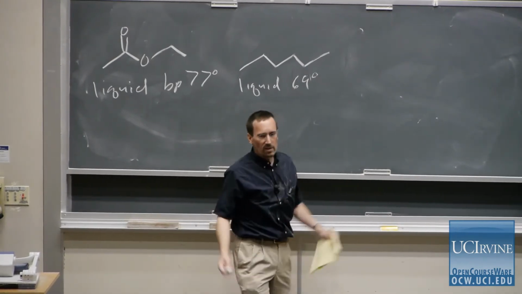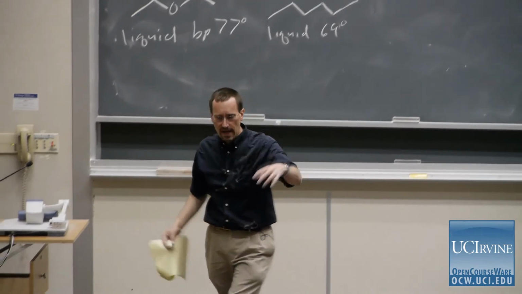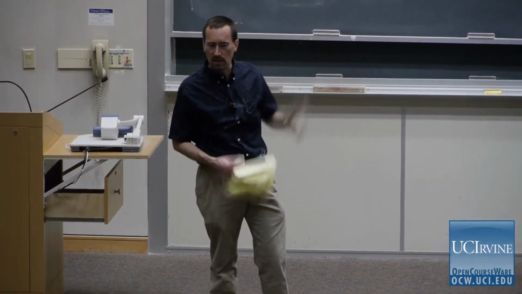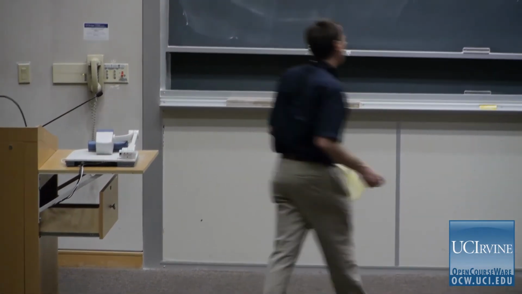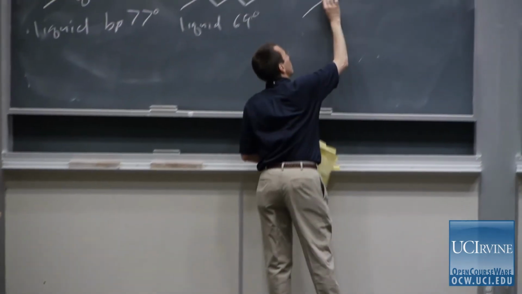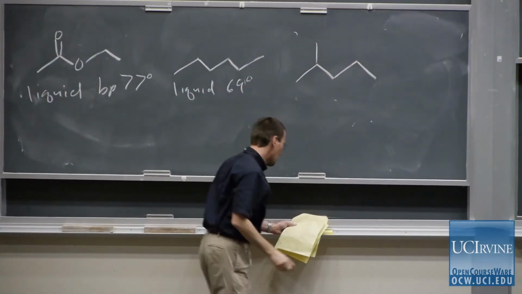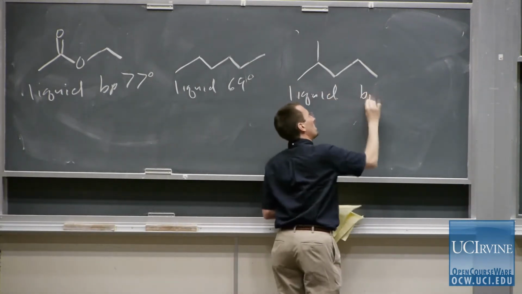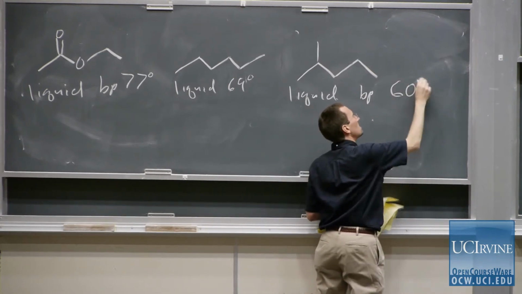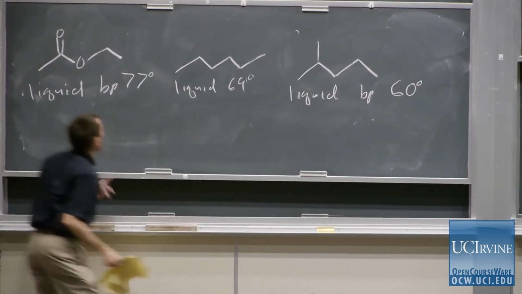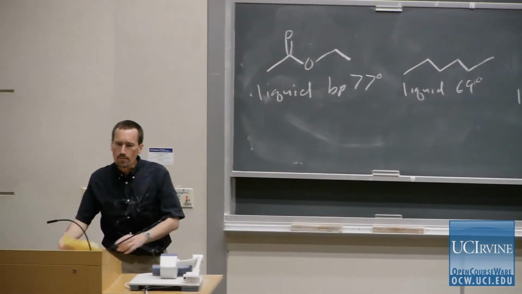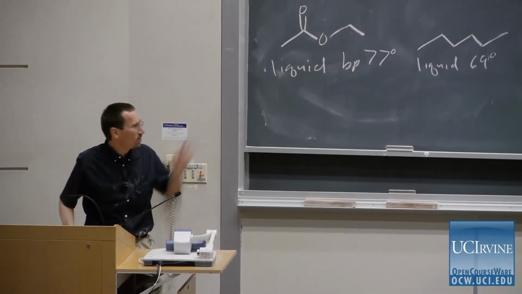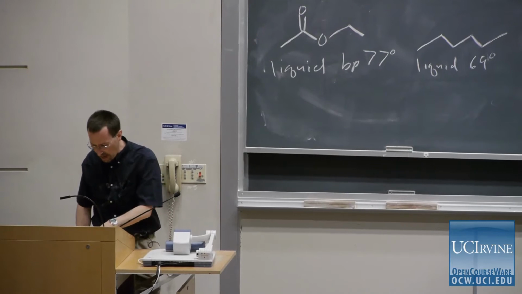And then if you say, well, we learned when we talked about van der Waals contacts that if you have a more linear molecule, you get more van der Waals contact. And of course, ethyl acetate sort of has a branch in it. You might say maybe it would be a better comparison to compare it to 2-methylpentane. And 2-methylpentane is also a liquid. It has a boiling point of 60 degrees. So the take-home message is, not surprisingly, ethyl acetate has a higher boiling point than molecules of similar size that don't have dipoles in them.